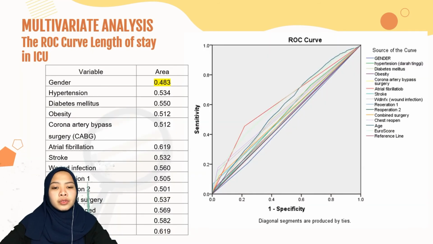Next, we move to multivariate analysis. First, the ROC curve and area under curve for length of stay in ICU. As you can see from the graph, most of the variables are a good instrument to distinguish the positive and negative values. However, from the area under curve table, the variable gender has a value below 0.05. So, that indicates that the model has no discrimination capacity to distinguish between positive and negative class.